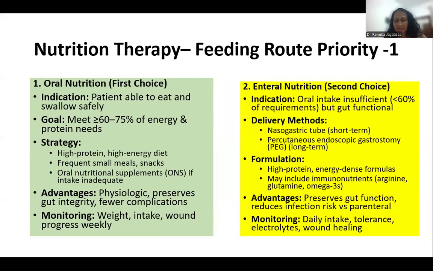But at the same time, whatever we do, we have to monitor. One thing is we have to look at the daily intake and the tolerance. The other important thing is the electrolytes. Sodium and potassium are very important to look at whenever we provide enteral nutrition to patients, and the wound healing process is also a monitoring parameter. Next slide, please.